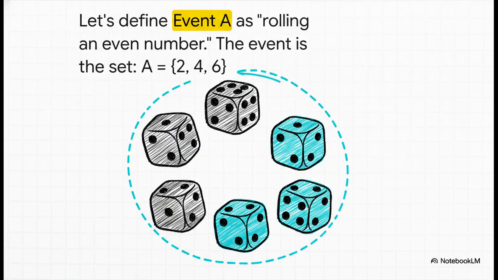So, sticking with our die, let's say we define an event, we'll just call it event A, as rolling an even number. All we do is look at our sample space and pull out all the outcomes that fit that description. So that gives us the set containing 2, 4, and 6. See? This new set A is just a little collection of outcomes taken from our original sample space.